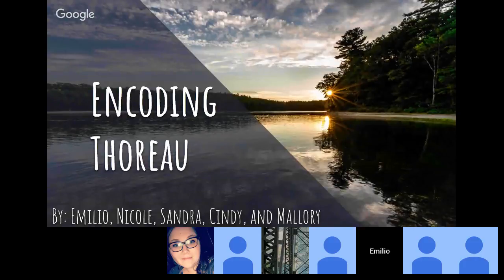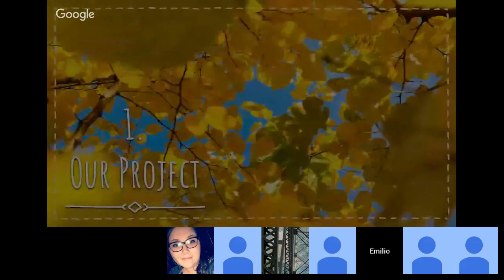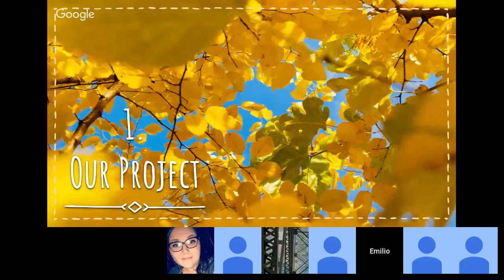So our project was encoding Thoreau. The purpose of our project was that we wanted to acquire a deeper understanding of TEI, which is the markup language most commonly used for scholarly digital editing. This was briefly covered in class, but we wanted to have a deeper understanding of it. So we gathered research and information to encode 2 of Thoreau's journal entries.